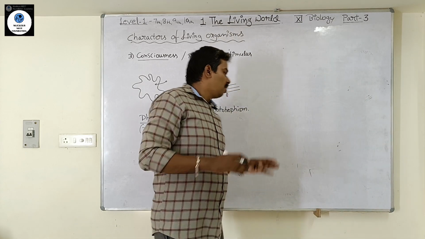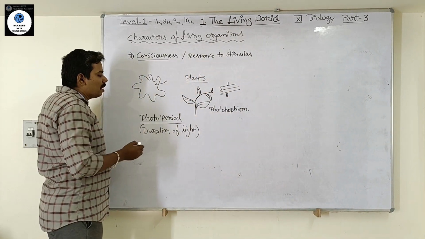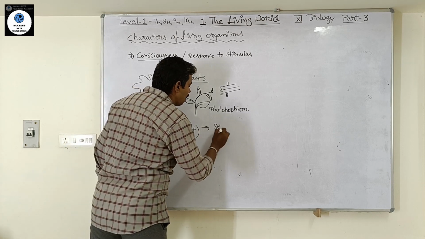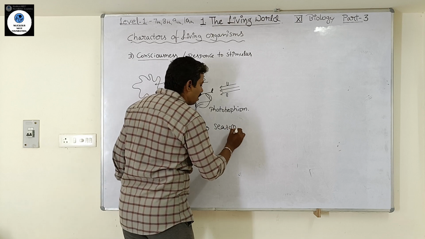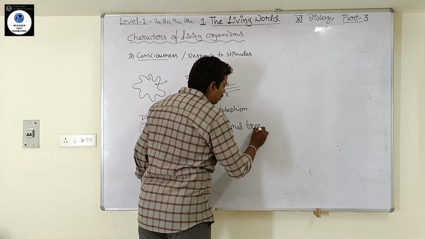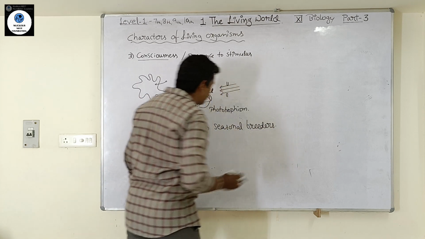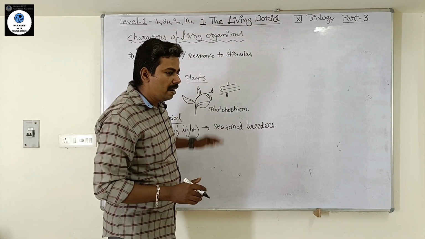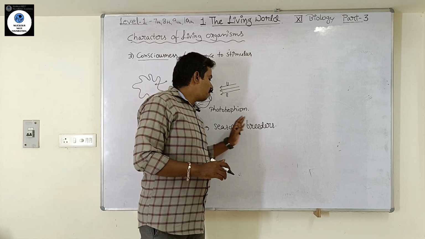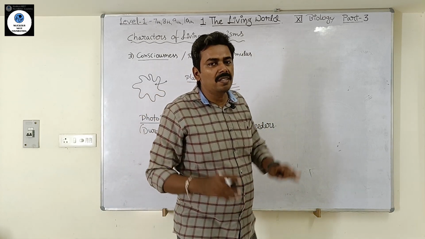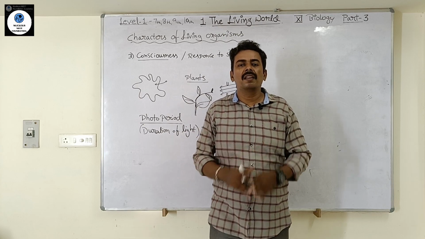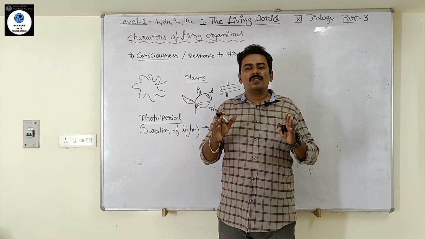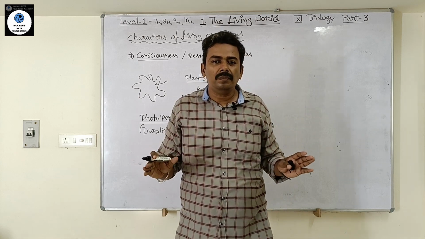Those plants and animals which reproduce according to the duration of light are called seasonal breeders. Many plants and animals can sense the photoperiods, and based upon that they are able to breed and reproduce. Such plants and animals are called seasonal breeders. So this ability can also be considered one of the evidences for consciousness. Understood, everyone?